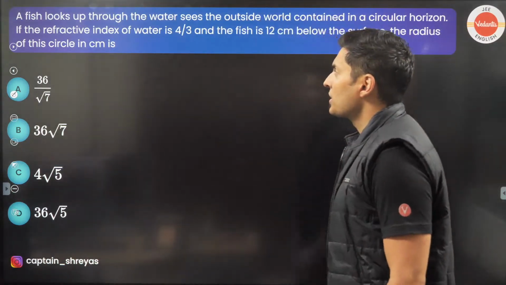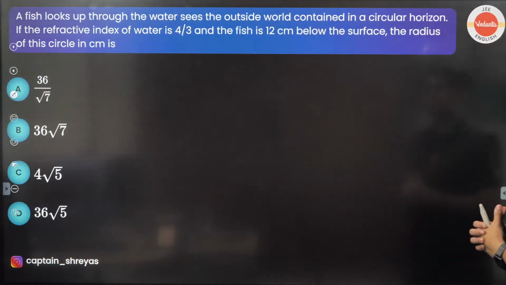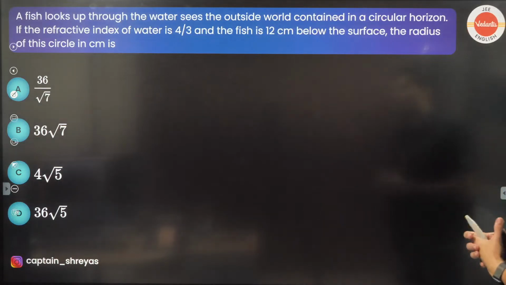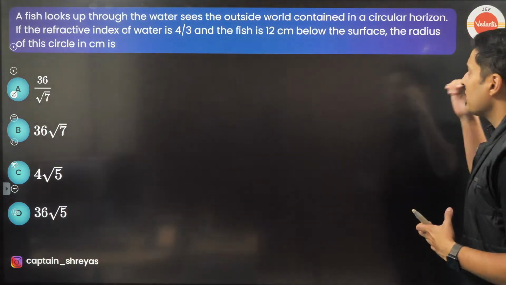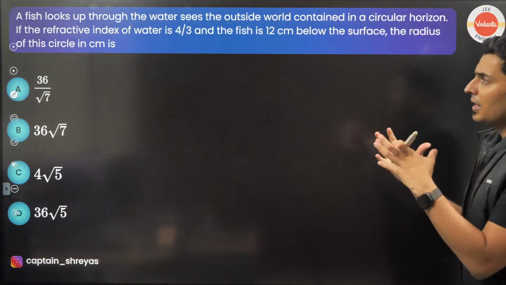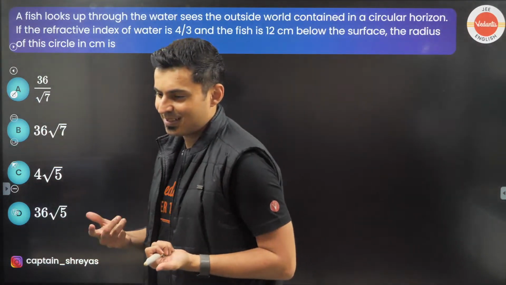A fish looks up through the water, sees the outside world contained in a circular horizon. The refractive index of water is this much. The fish is 12 centimeters below the surface. The radius of the circle in centimeters is?